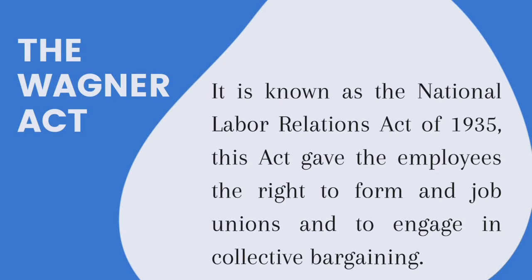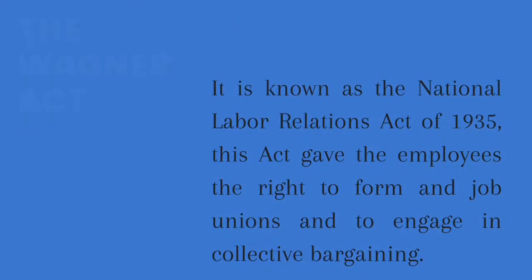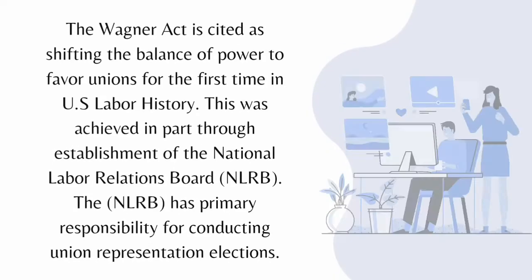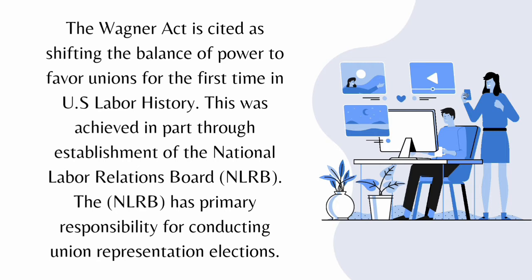The Wagner Act. It is known as the National Labor Relations Act of 1935. This act gave employees the right to form and join unions and to engage in collective bargaining. In terms of labor relations, the Wagner Act especially requires employers to bargain in good faith over mandatory bargaining issues: wages, hours, and terms and conditions of employment. The Wagner Act is cited as shifting the balance of power to favor unions for the first time in U.S. labor history. This was achieved in part through establishment of the NLRB, or the National Labor Relations Board.